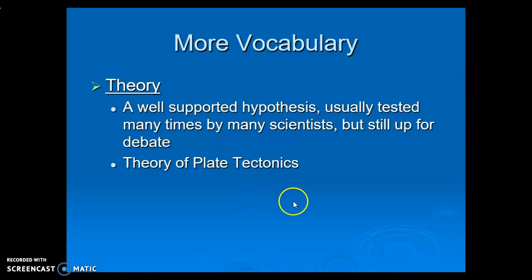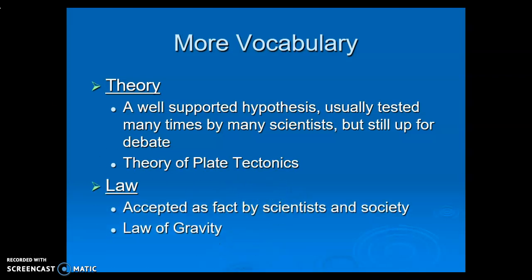So, a little bit more vocab here that you're going to have to know. You've got a theory. You'll see this written as a scientific theory. This is a well-supported hypothesis, usually tested many, many times by scientists, but still up for debate. So that's something that can still be changed, but has been at least proven by data. So we have the theory of plate tectonics, the theory of evolution, things like that. Things like that can change, but they are supported by data and experiments.